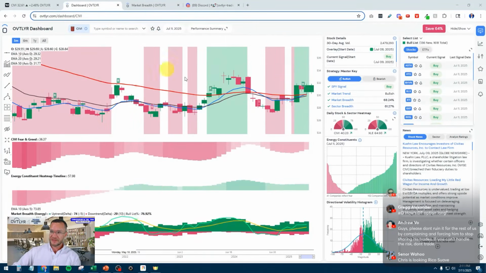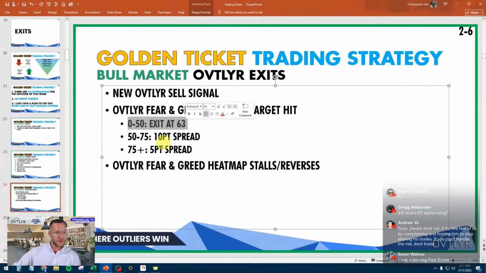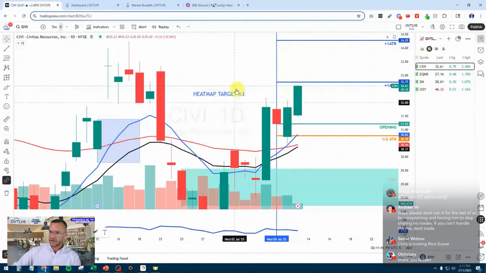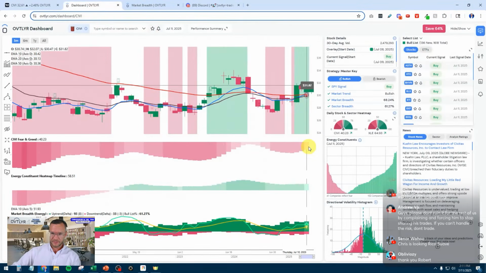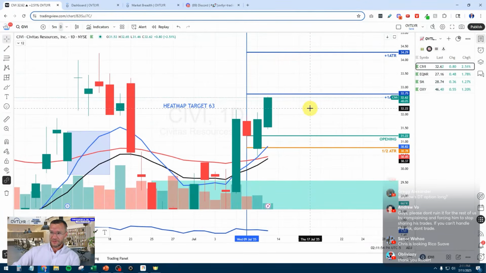So looking at Civi, for me, when I entered the trade, it was under a 50 level on the fear and greed. And so for me, my exit point on that is an exit at 63 on the fear and greed. So looking at it right now, it's not at 63 right now. In fact, it is at 40. You can see the number right here. And for today, it says 40.23. So it's moving up, but it hasn't crossed over that target yet. But it's within 10 cents, 13 cents of my rolling point. So I'm going to do that right now.